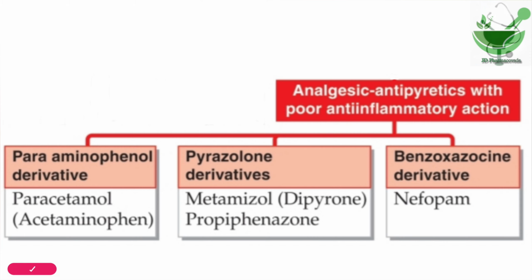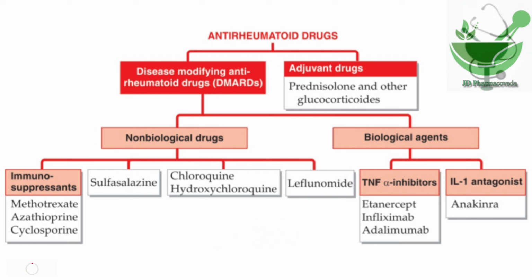Then the drugs which are used for the treatment of rheumatoid arthritis. Rheumatoid arthritis is a chronic autoimmune disease that causes pain, swelling and stiffness in the lining of the joints. Particularly, the inflammation in the synovial membrane is caused by the release of cytokines such as TNF-alpha, interleukin 6 and interleukin 1. So the drugs can be of two types: disease modifying anti-rheumatoid drugs, DMARDs.